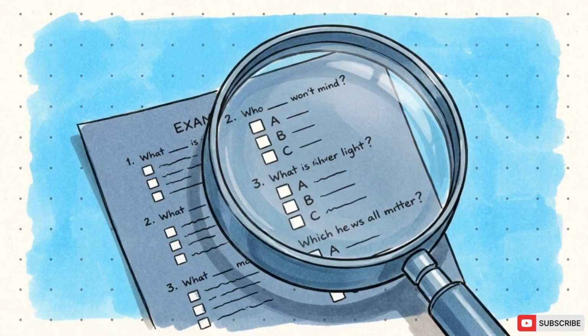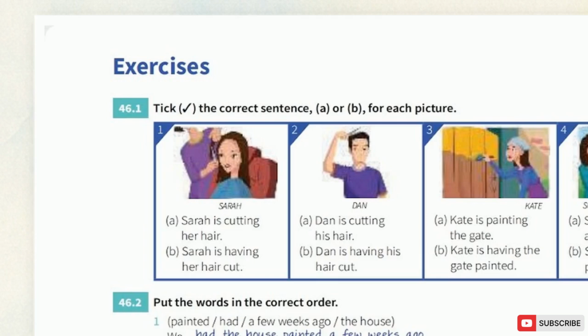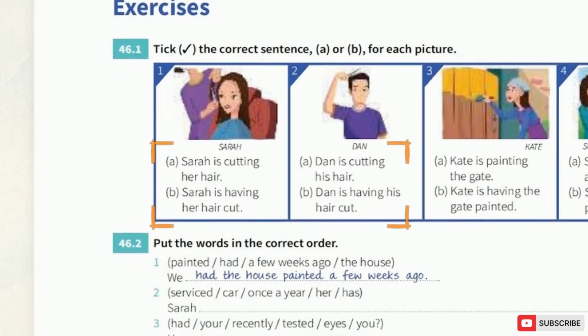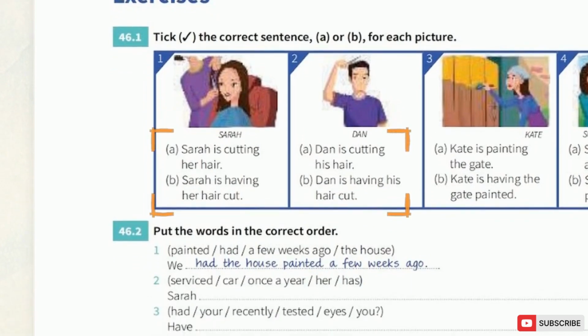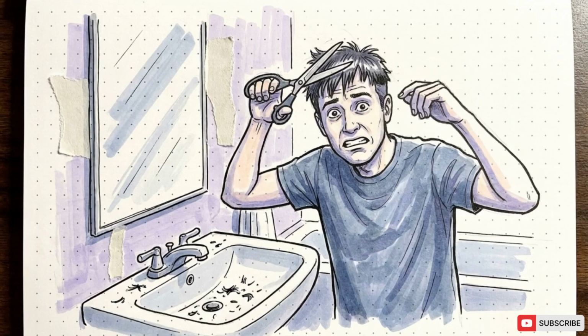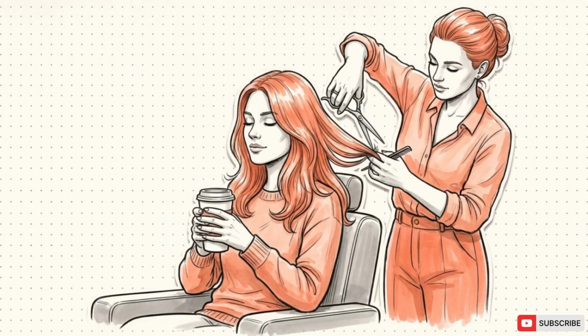Let's put this agency logic to the test with a quick visual check. Look at these 2 scenarios side by side in exercise 46.1. In panel 1, we have Sarah sitting in a salon chair, and over in panel 2, we have Dan holding his own scissors. Look at the multiple choice options beneath them. Based entirely on who is actually holding those scissors, which grammar structure maps to which person? Dan is operating with true DIY agency, meaning he is cutting his own hair. Sarah, on the other hand, is operating with delegated agency. She is having her hair cut.